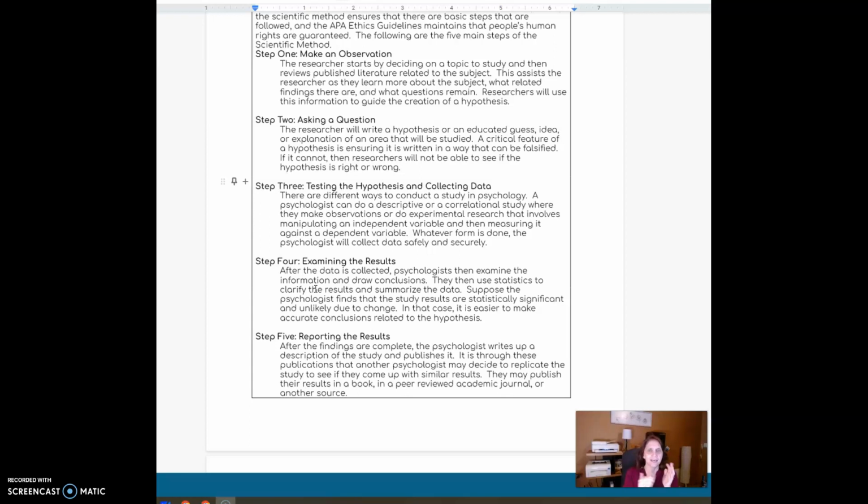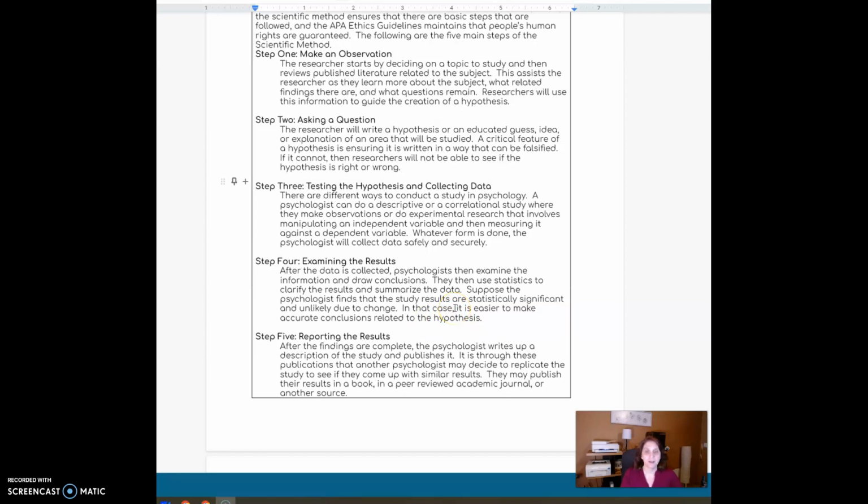Step 3, test the hypothesis and collect data. Collect lots and lots of data. Examine your results. Statistics, data. Examine it over and over and over again. Test and retest, and look at that data, and then report the results. They write it up. Was their hypothesis right or wrong?